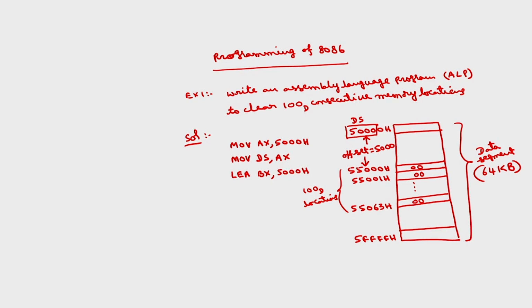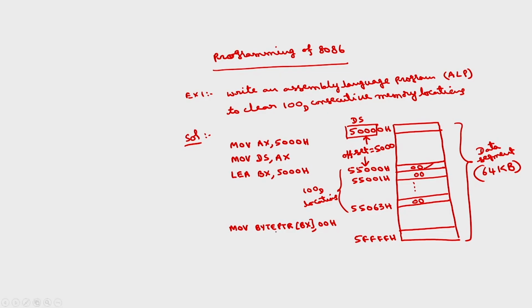From this location onwards, a total of 100 locations I want to clear. Move byte PTR, I will explain what byte PTR is, BX comma 00H. So what happens is this 00 will be transferred to the memory location. Which memory location? The one whose effective address is present in BX, which means this 00 will be placed there.